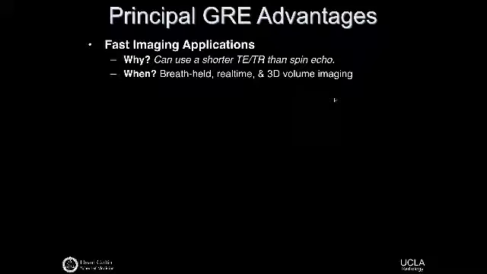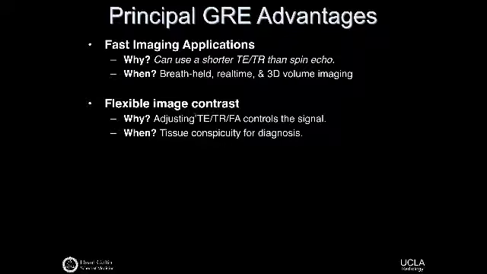Gradient echoes are also great because there's flexible image contrast. I'll show you today. We get that image contrast by adjusting things we've seen before, the TE and the TR. But we also have another degree of freedom that we call the flip angle. We can control how much we tip the magnetization by, and that relates to our image contrast as well.